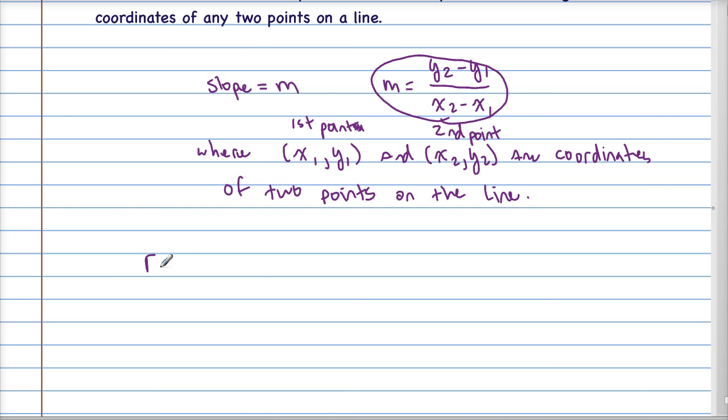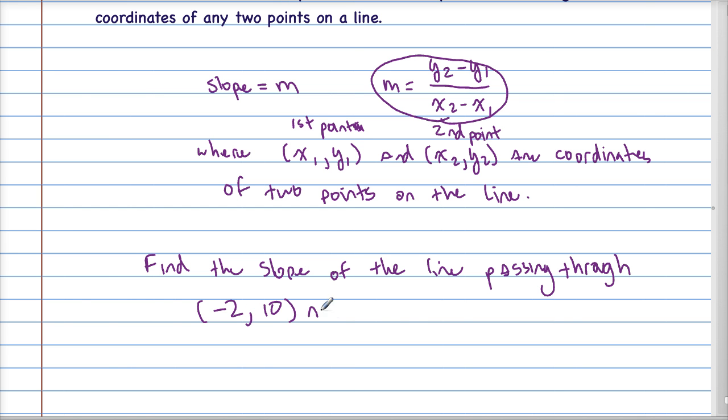So if I wanted to, for example, find the slope of the line passing through, and now we'll have 2 points, let's say (-2, 10) and (-4, 16). Okay, so let's say we have some line that passes through those 2 points.